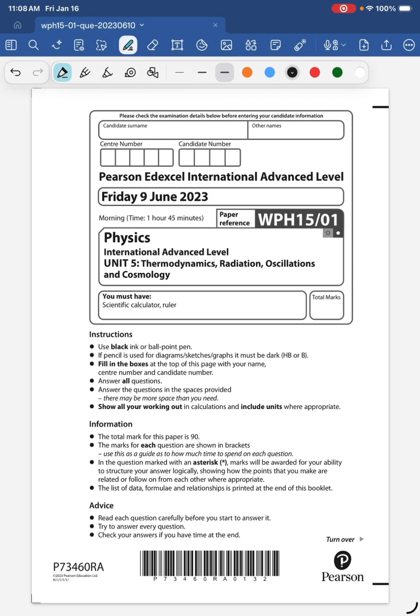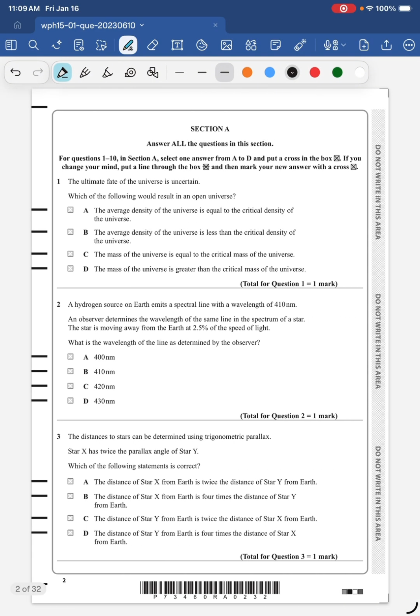Hello all. I have this old paper. It's a Unit 5 paper from June 2023 lying around. So today I want to do a quick video because I have something else to do today. So I will just try to fly through the questions. So let's dive in and start with section A and question 1.